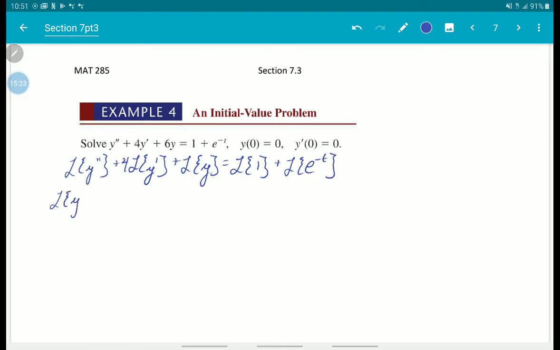So the Laplace of y double prime, that goes back to a theorem in the last section. That's s squared Y of s minus s y of 0, or we could say f of 0, minus y prime of 0. So if we make our substitutions for y of 0, we're going to get 0. For y prime of 0, we're going to get 0. So this is just going to be s squared Y of s.